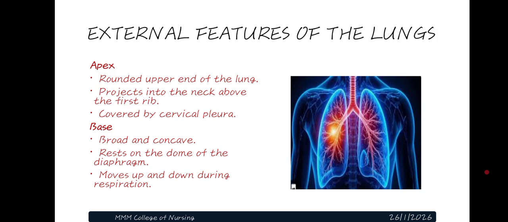Some of the external features of the lungs: apex, base. Apex, it's a rounded upper end of the lung, projects into the neck above the first rib, covered by the cervical pleura. Coming to the base, it is broad and concave, rests on the dome of the diaphragm, moves up and down during respiration.